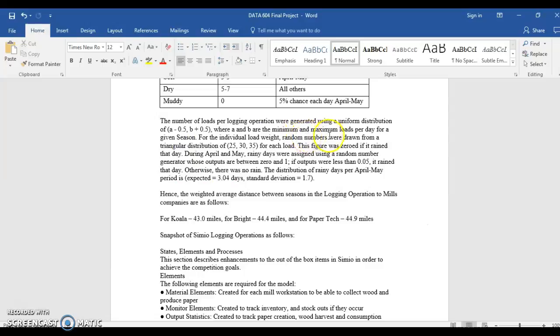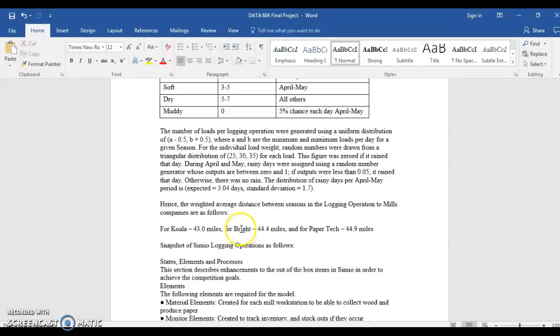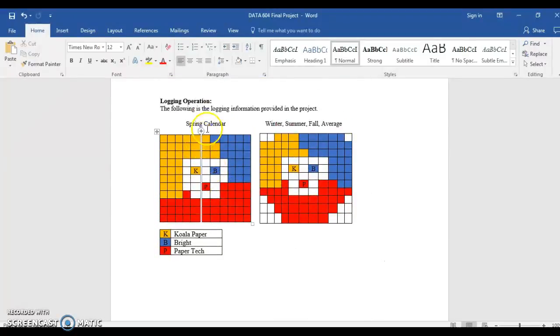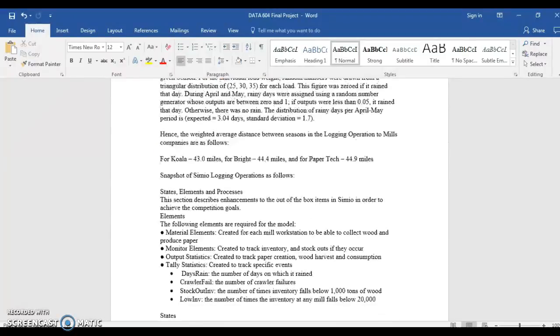For the individual load, random numbers were drawn from a triangular distribution for each load. This figure was 0 if it rained on the day during April and May. Rainy days are assigned a number of generator hours between 0 and 9. From this calendar I have calculated this.